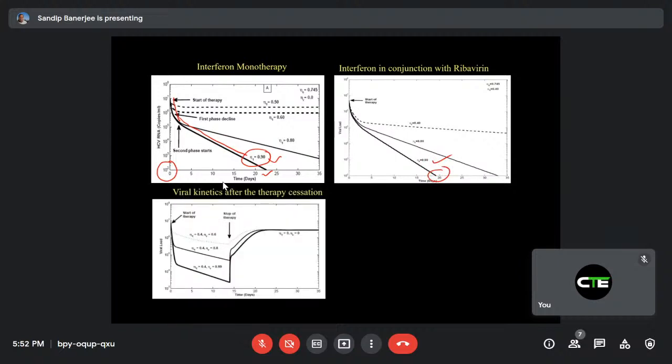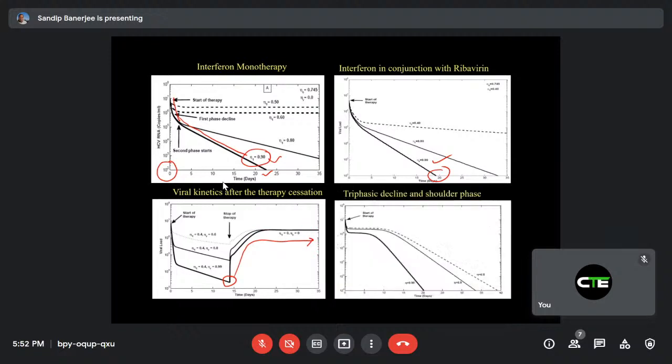So this is another graph which shows what happens when you stop the drug. Obviously, when you stop the drug at this certain point at 14 days, your viral load shoots up. And finally, there is a third phase decline, or the shoulder phase, which shows that after the first phase, there will be a phase where it will be constant, and then again the third phase decline.